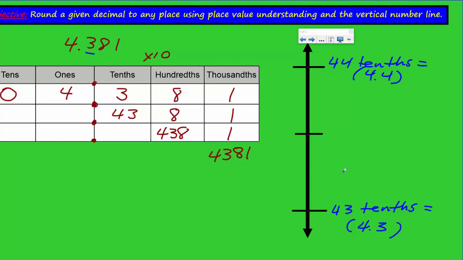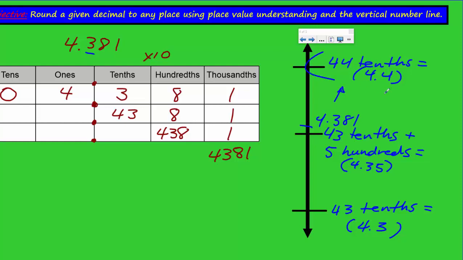We just renamed them. So the midway point is going to have to be what? 43 tenths, but plus we're going to have that 5 hundredths, which is 4 and 3 tenths, and then we have our 5 hundredths right in the middle. Well, our number happens to be 4.381, so that's going to put us just up here past 4.35. Therefore, we're rounding up. And in this case, we're going to have 44 tenths. And again, we can do this with every kind of number.